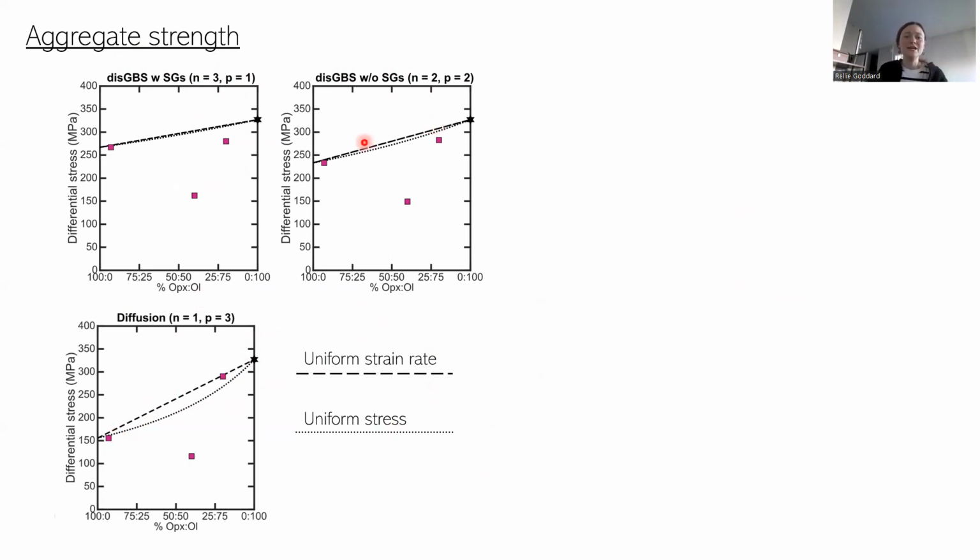And you can see that whereas our nearly 100% olivine and nearly 100% orthopyroxene sit quite close to these end members, especially in this diffusion creep field, our intermediate phase, which is a mixture of olivine and orthopyroxene, is very far off our models, with massive weakening compared to the two end members.